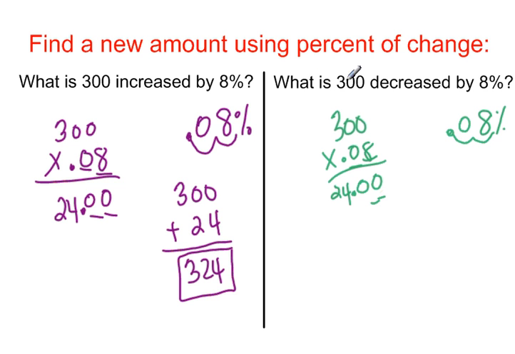Now the only difference is that what is 300 decreased by 8%? Well, I have to decrease it by that 24. So instead of 300 plus 24, I'm doing 300 minus 24. But take a moment to look and see that all of the other steps are exactly the same. So then when I do my subtraction, I find that my answer is 276.